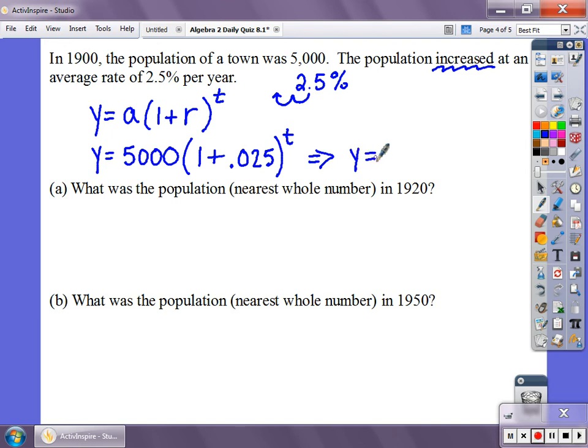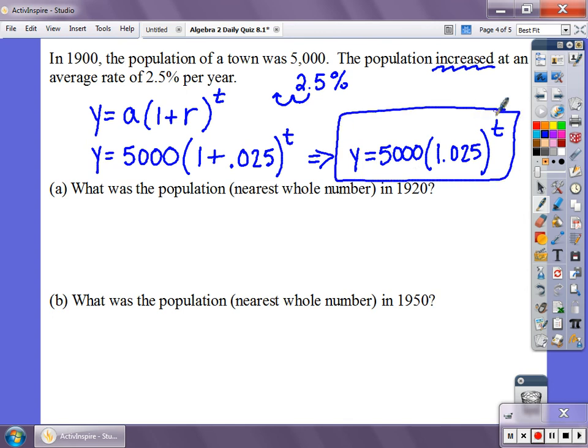y is 5,000 times 1 plus 0.025, which is just 1.025 raised to the t. And there we have it. That's your model right there that you're going to use to answer letters A and B.